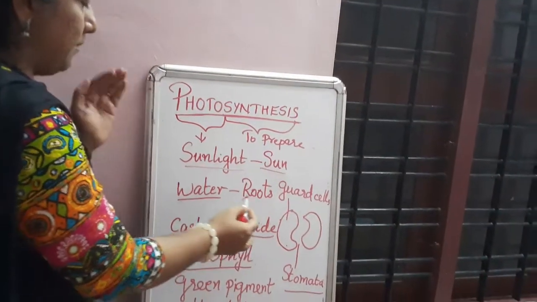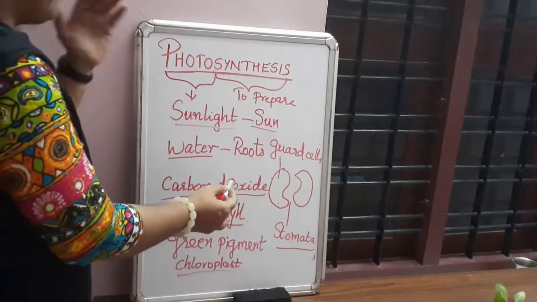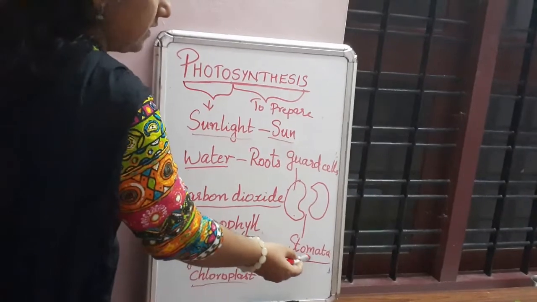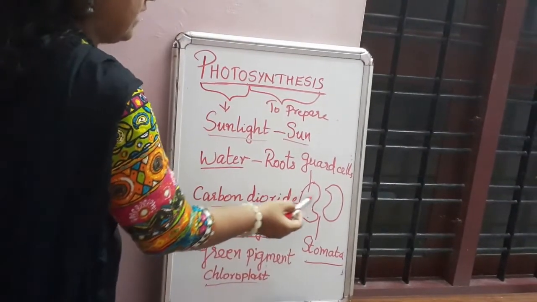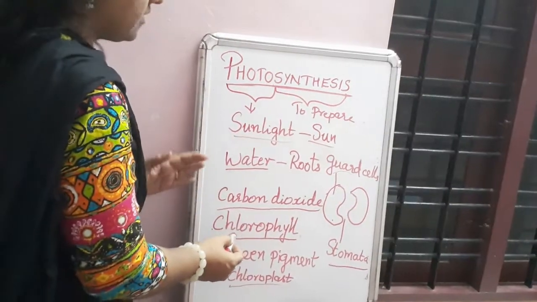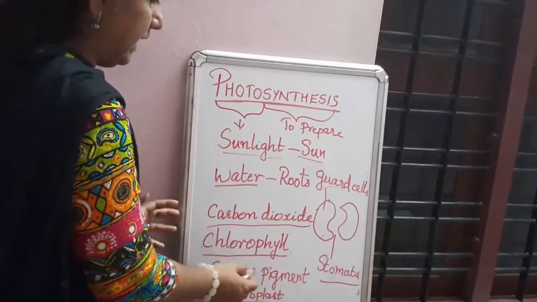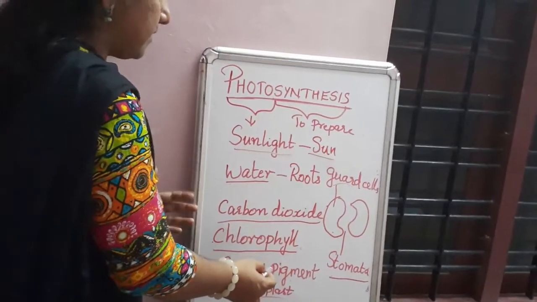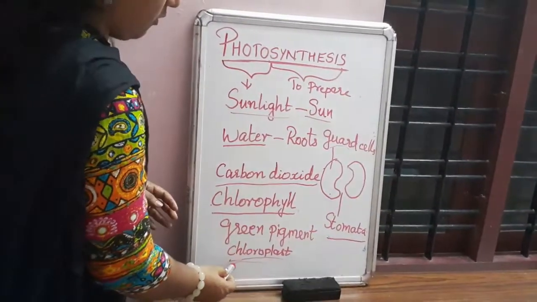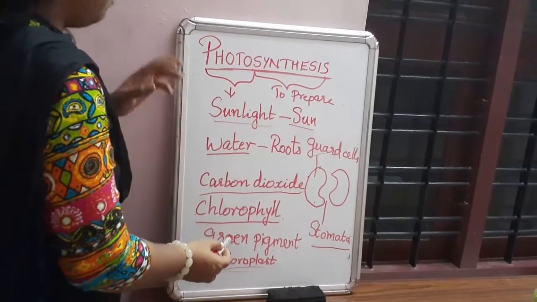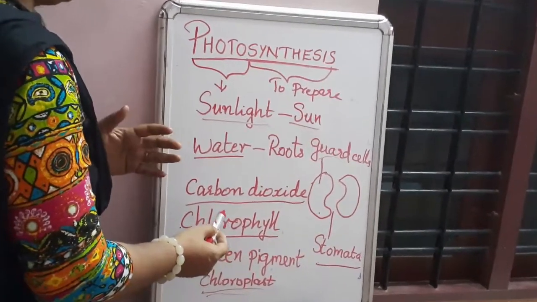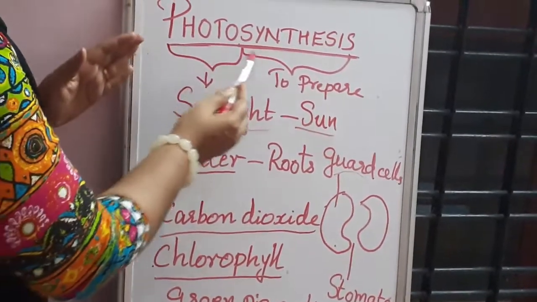Carbon dioxide: the plants will get carbon dioxide from the atmosphere through a small opening below the leaves, that is known as the stomata, and it has two cells that are known as the guard cells. And the fourth point is chlorophyll. Chlorophyll is a green pigment present in the plants, which is produced from the structure known as the chloroplast. So these are the important raw materials for the production of food for the plants, and the process is known as photosynthesis.